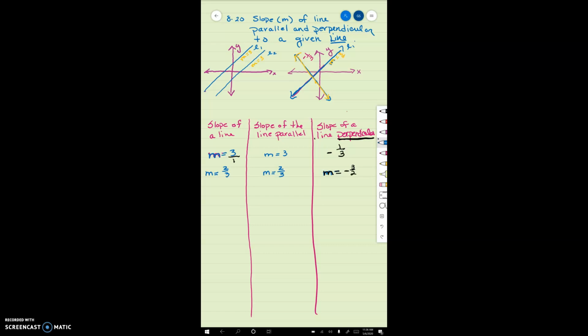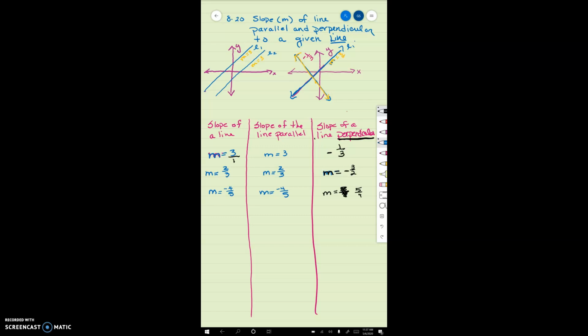All right, next one. M equals negative 4 over 5. Okay, so the line that they gave you has a slope of negative 4 over 5. The line parallel has a slope of negative 4 over 5. And the slope of the line perpendicular, well, that's going to be the opposite reciprocal. So m equals, instead of negative 4 over 5, we write positive 5 over 4. Okay?